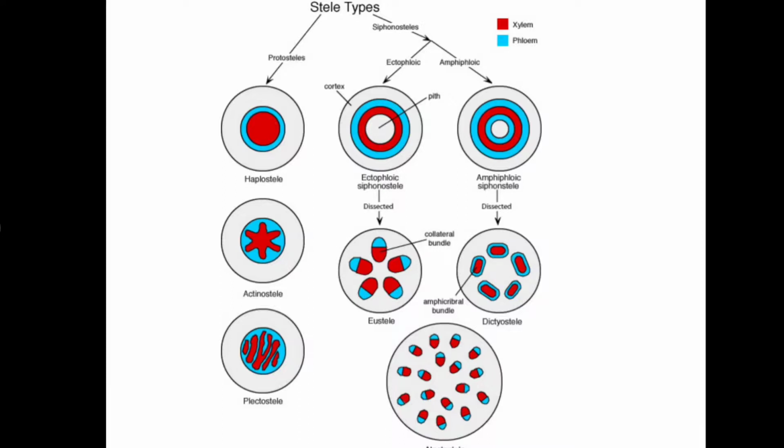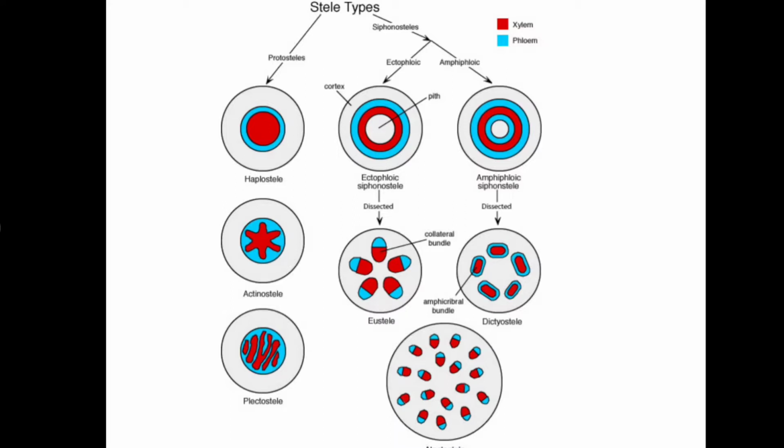Let us repeat this portion. What is the stele? In the central cylindrical portion, the vascular tissue consists of xylem, phloem, pericycle and medullary rays. The whole structure arranged together is known as the stele. Then the first type is the protostele. In this protostele, the xylem is surrounded by the phloem. It has three types. The haplostele has the xylem surrounded by phloem. Then the actinostele has a star-shaped arrangement of xylem in the center and phloem on the outer side. Then the plectostele, where the xylem cells are arranged in a plate-like structure. So these are the three portions of the protostele.